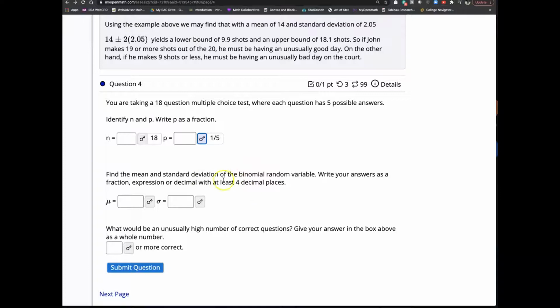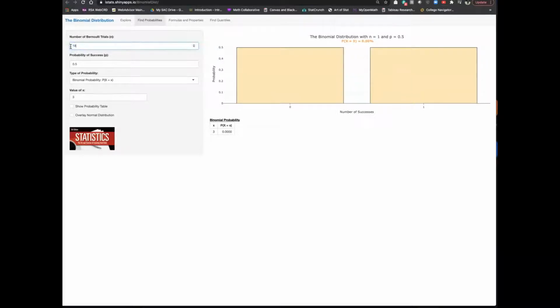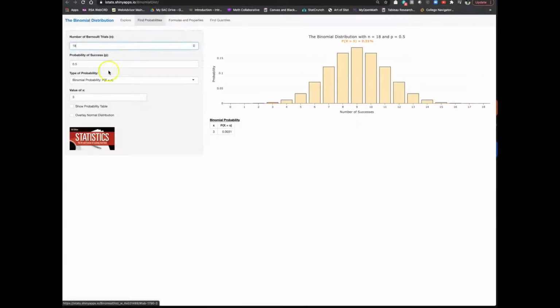Now, what would be the mean and standard deviation of this type of distribution? What would we expect? How many would we expect to get right? The answer is 3.6, or 18 over 5, and then there's your standard deviation. To calculate that using this calculator, finding probabilities, there'd be 18. Your probability of success is 1 out of 5, and that turns out to be 0.20.